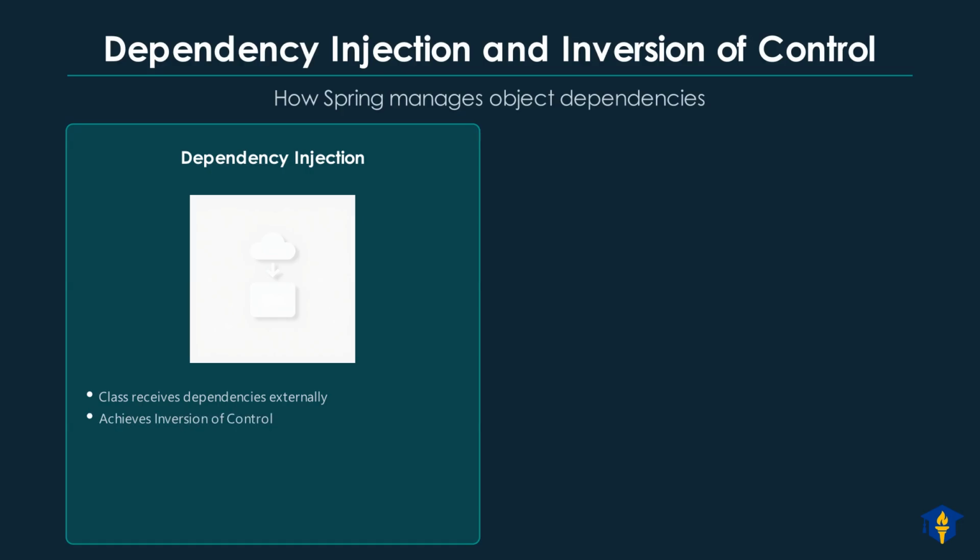By doing so, dependency injection effectively achieves the principle of inversion of control. This approach greatly promotes modularity, making your code easier to test and maintain.